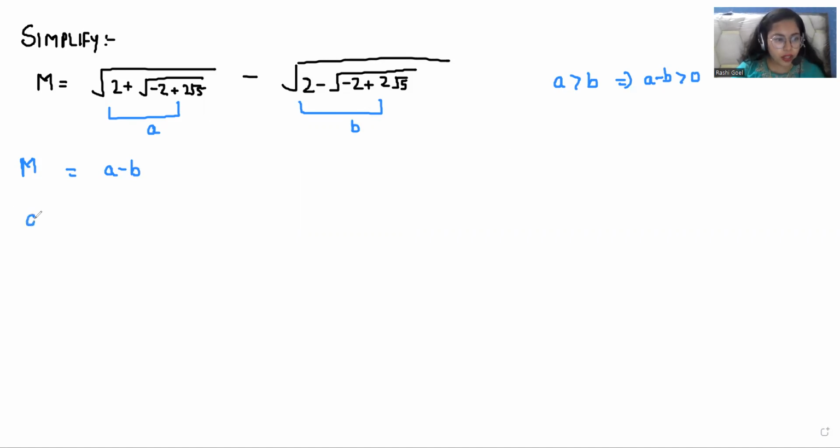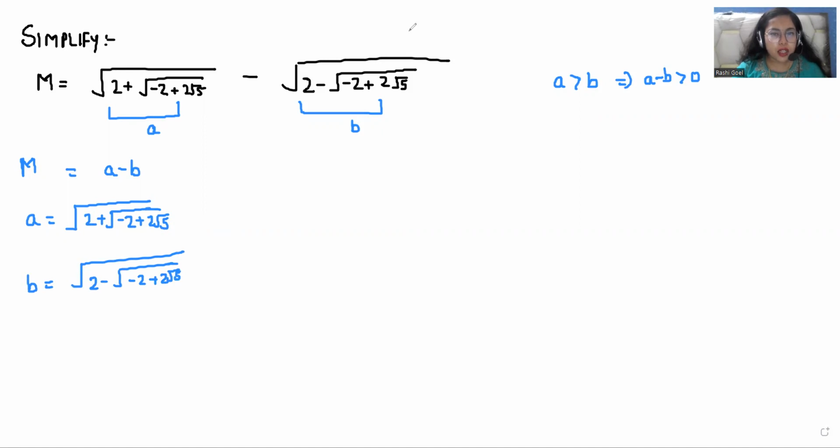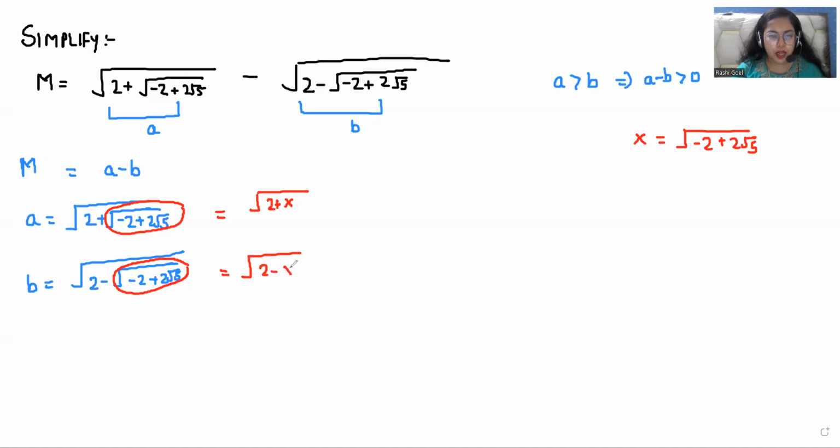So the value of a is under root 2 plus under root minus 2 plus 2 root 5 and the value of b is under root 2 minus under root minus 2 plus 2 root 5. So if I take this under root as x, because this is the same in both the numbers a and b, the value of x is under root minus 2 plus 2 root 5. So I'm going to replace it. The value of a is under root 2 plus x and the value of b is under root 2 minus x.